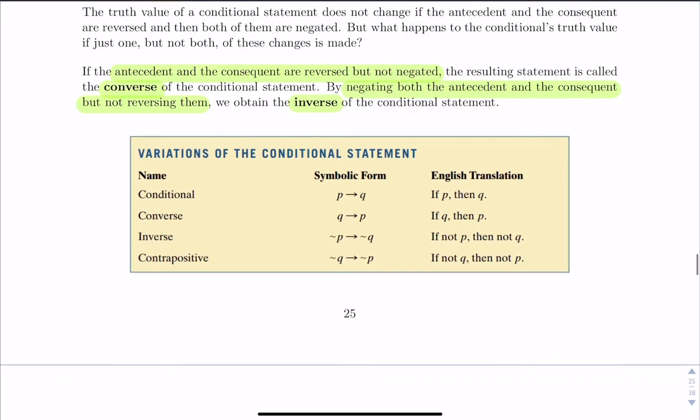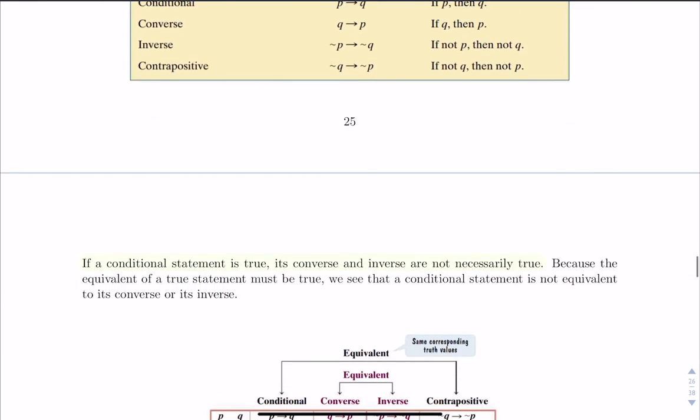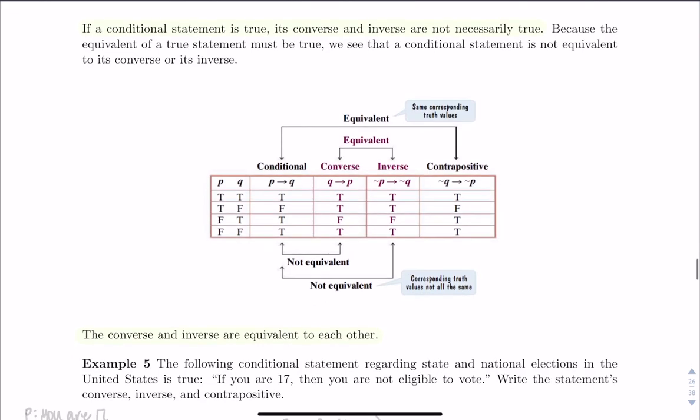If a conditional statement is true, its converse and inverse are not necessarily true. Because the equivalent of a true statement must be true, we see that the conditional statement is not equivalent to its converse or its inverse. So the conditional and the contrapositive have the same truth values, but the conditional and converse do not, and the conditional and the inverse don't. But the converse and the inverse have the exact same truth values. So the conditional and the contrapositive are equivalent, and the converse and the inverse are equivalent.